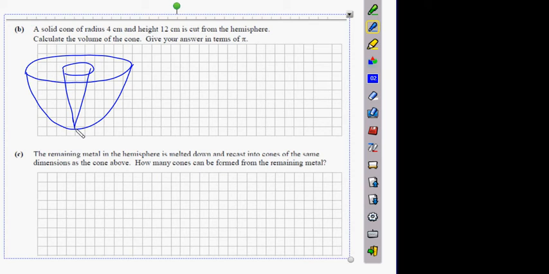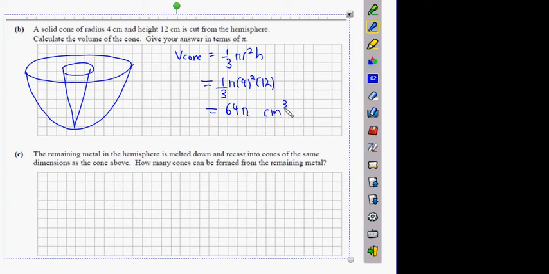What's the volume of a cone, Alan? A third pi r squared h. That gives me a third pi r squared, where r is 4 squared and h is 12. Put that into your calculator and what do you get, Thomas? 64 pi. 64 pi, handy enough. 64 pi what? Centimeters cubed.